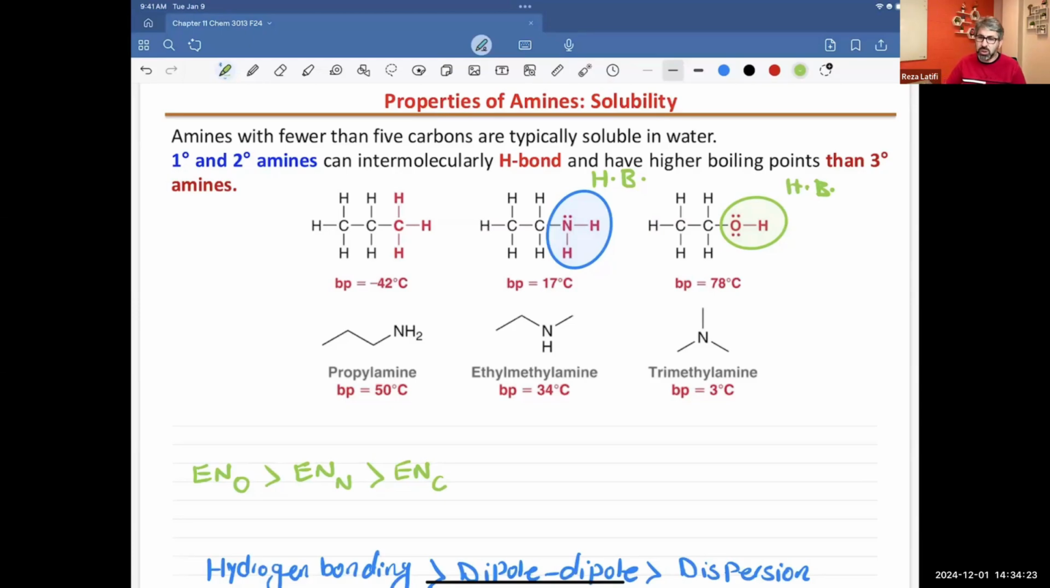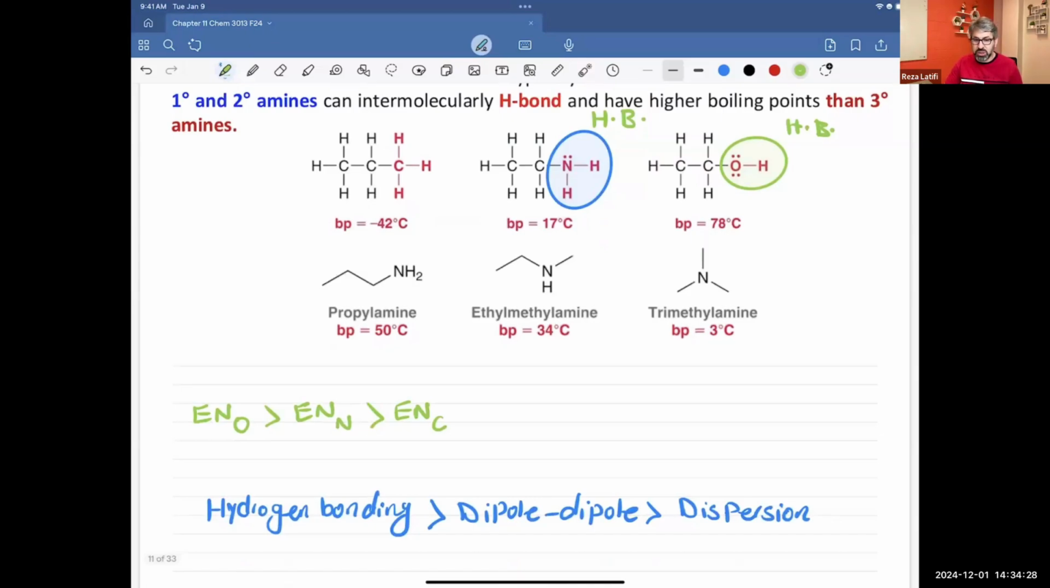It's less than alcohol. The reason behind it is that the electronegativity of oxygen is higher than nitrogen, and higher than carbon. As a result, oxygen can apply a huge force on hydrogen. It will steal a good amount of electron density from hydrogen, so the positive charge on hydrogen is going to be bigger. Because we have a bigger positive charge on hydrogen, hydrogen bonding for alcohol is going to be stronger than amine, and that's the reason their boiling temperature is higher.